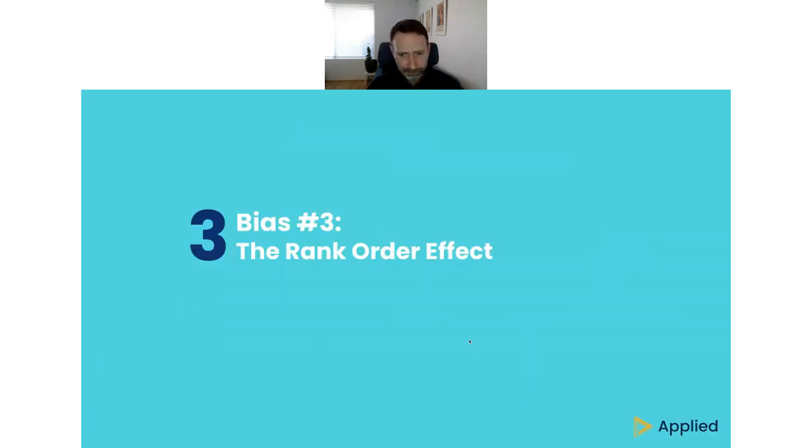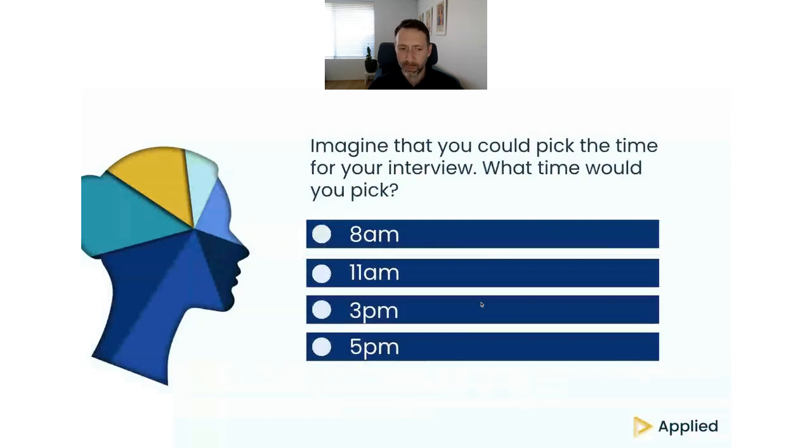Bias number 3. So this is the rank order effect. I want everyone to think about this question. Imagine that you could pick the time for your interview. What time would you pick? 8, 11, 3, or 5? Now, I can maybe imagine what is going through your head. It's probably the same thing that we're all thinking. We're all thinking about how well we will perform, and also how tired or grumpy the interviewers may be.